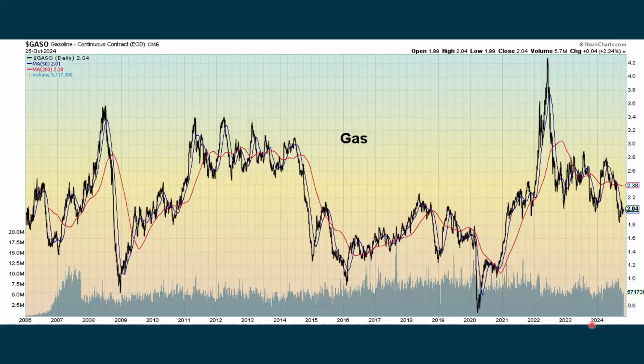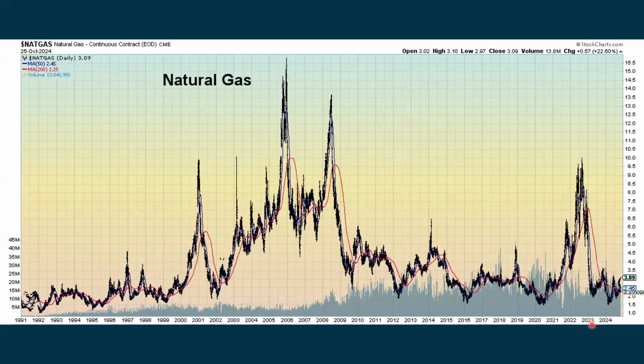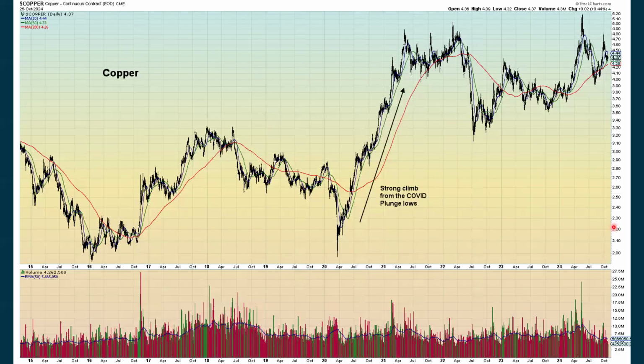Gas is in a political election year downtrend right now. Heating oil is also in a downtrend. Natural gas, it's kind of chopping around. It's a little bit in an uptrend right now. And then we look at diesel here, which had been coming down overall. It was going back up. Now it's starting to come back down. And that's what it costs for railroads and 18 wheelers mainly. If it's going up, it costs them more, and that's inflationary.